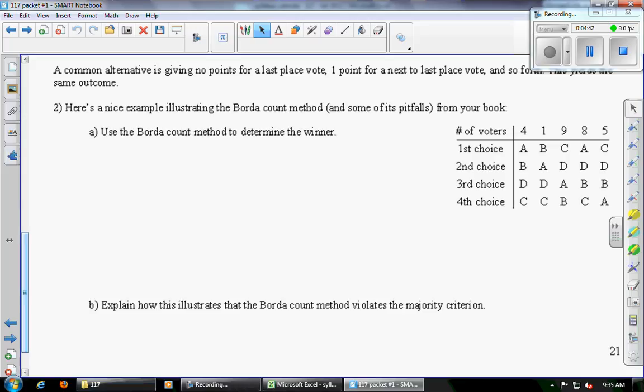Okay, so let's use the Borda count method. So what I'm going to do is figure out the points for A, and then in your groups with your neighbors, you're going to figure out the points for B, C, and D.